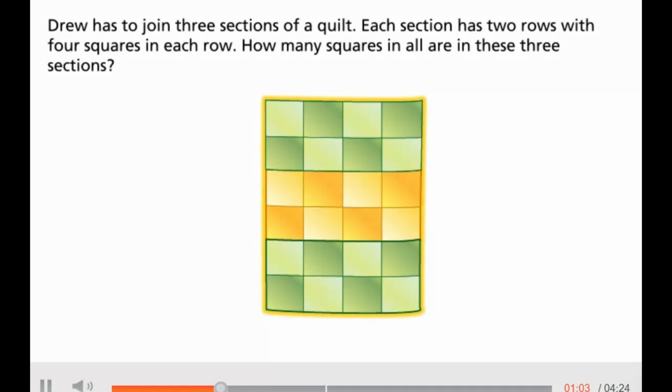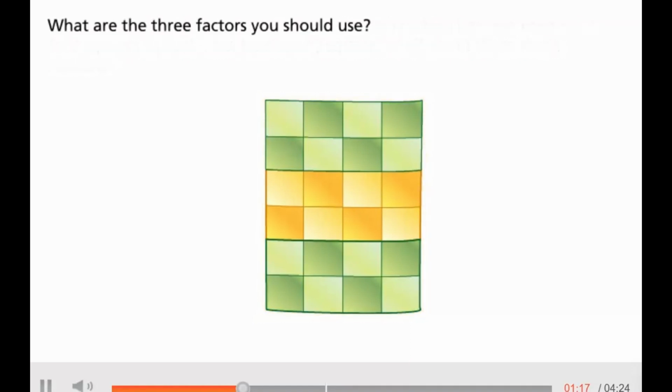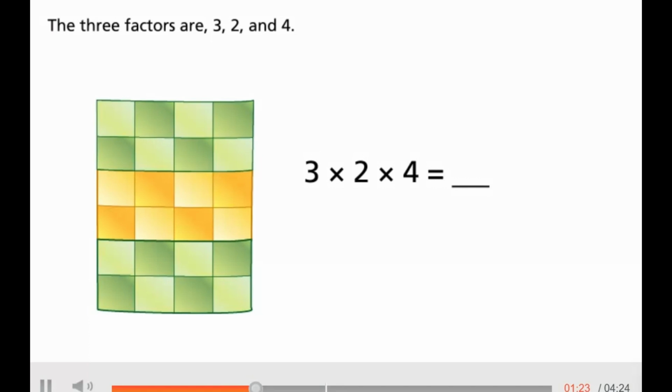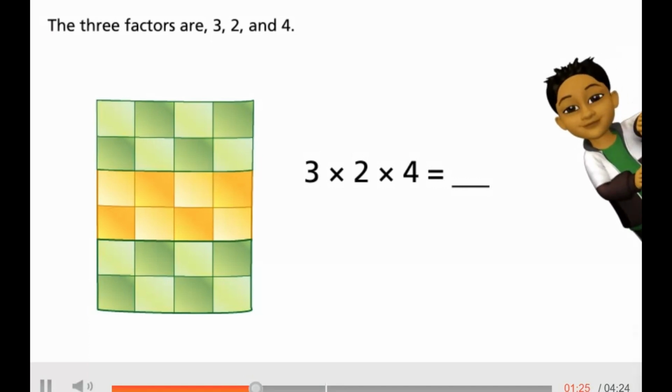Drew has to join 3 sections of a quilt. Each section has 2 rows with 4 squares in each row. How many squares in all are in these 3 sections? What are the 3 factors you should use? The 3 factors are 3, 2, and 4.